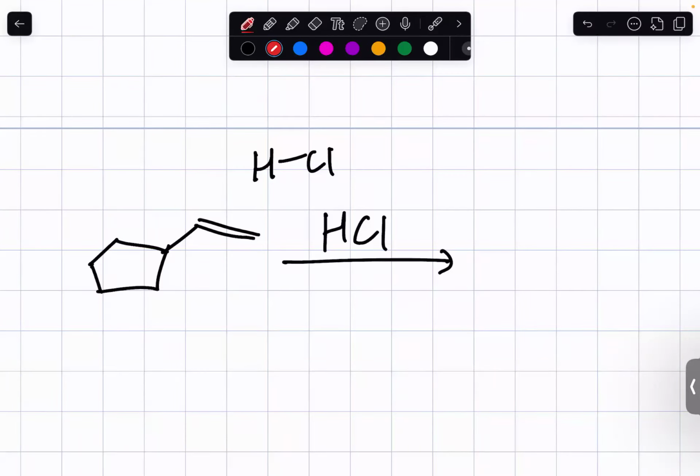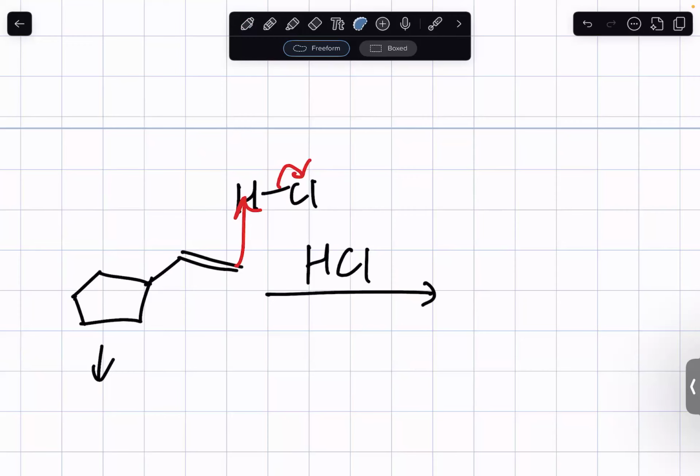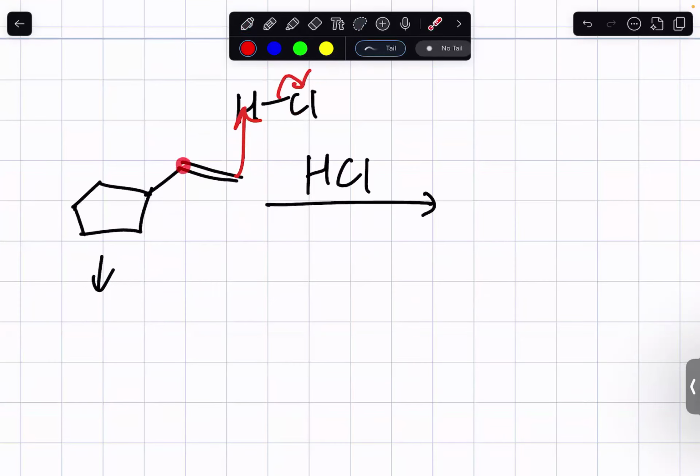Yep. The tip attacks the H and goes, and yep, a hydride shift. So the alkene's pi bond attacks the H, kicks out the Cl, and forms the carbocation intermediate, right? Where this carbon here is going to lose a bond. So because it's losing a bond, it is going to be positively charged, right?